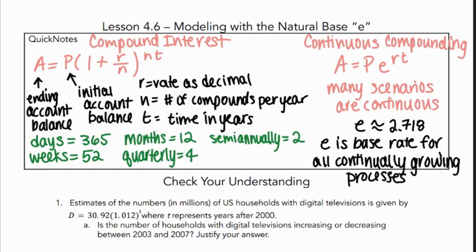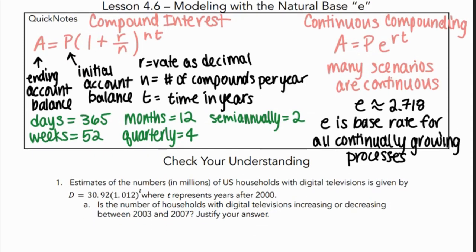Now, most situations are going to follow the continuous compounding, at least in real life, because things that grow or decay are not going to just do it at the end of every day or at the end of every week or at the end of every quarter. It's going to always be growing or decaying. So that uses the formula A equals P times e to the RT. e is the number e, so approximately 2.718. The A, P, R, and T are the same as the compound interest formula. And e, as a reminder, is the base rate for all continually growing processes.